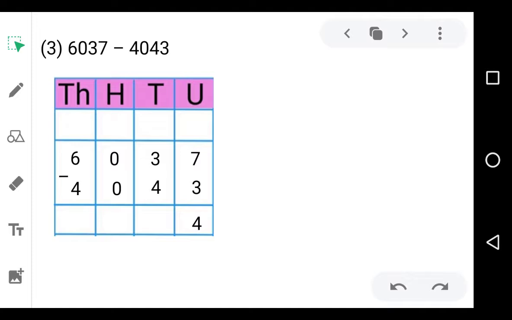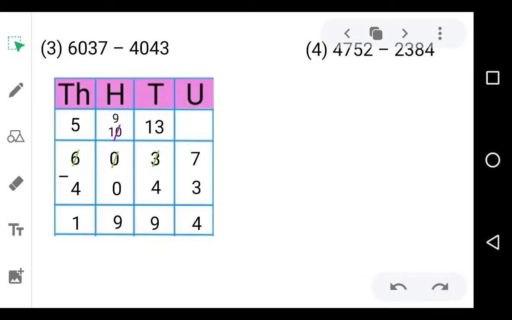At the 1000 place we have 6. So this 6 will be 5 and at the 100 place this 0 will be 10. Now this 10 will be 9 and at the tens place 3 will be 13. 13 minus 4, 9. 9 minus 0, 9. 5 minus 4, 1. So here we get the answer 1994. See the next one.